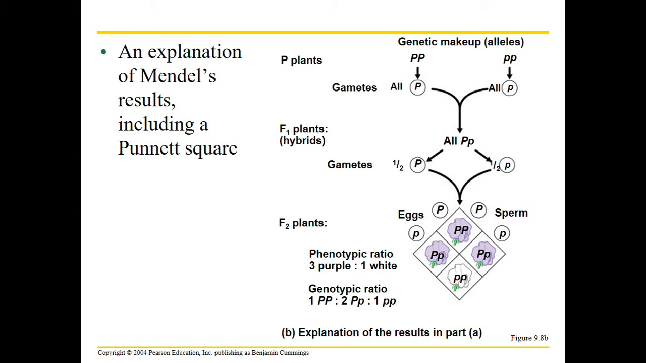In our last example, we had a 50-50 chance. This would be called a 1-to-1 ratio, equal amounts of yellow to green. Whereas here, we have a 3-to-1 ratio for phenotype, 3 purple to 1 white. When we look at genotype, we see 1 big P big P, 2 big P little p's, and 1 little p little p. So we'd have a genotypic ratio of 1 to 2 to 1.